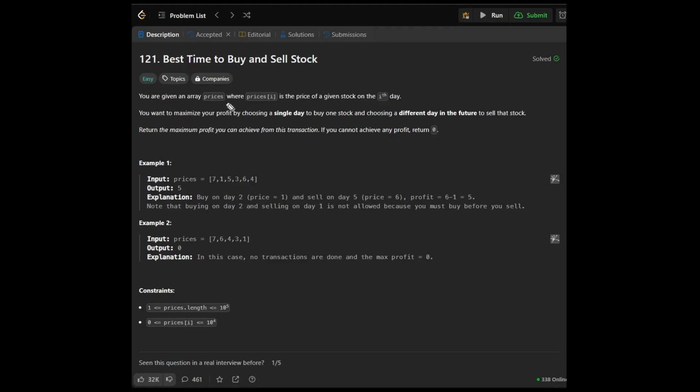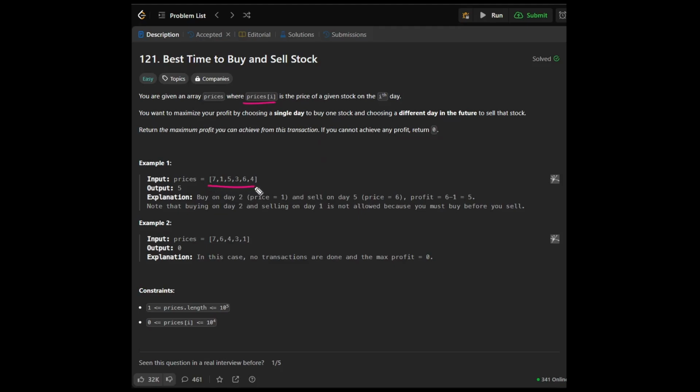What it basically says is we are given a prices array or a slice, and we need to find the best time to buy and sell stocks. We want to maximize our profit by choosing a single day to buy a stock and a different day in the future to sell a stock. Okay, so we can just buy once and sell in the future. There is no shorting over here.